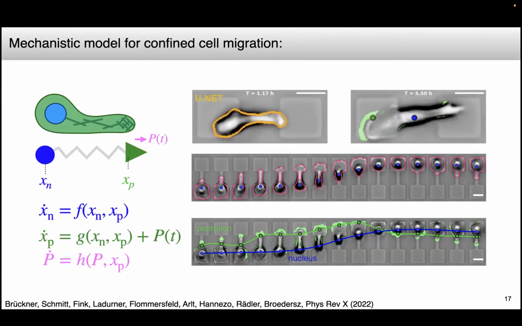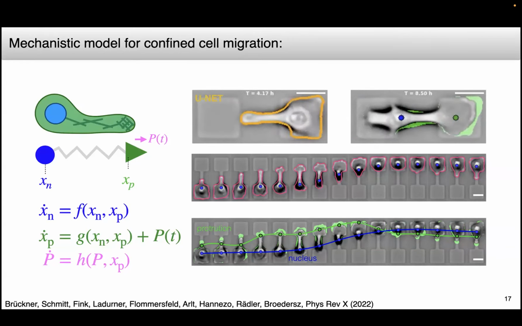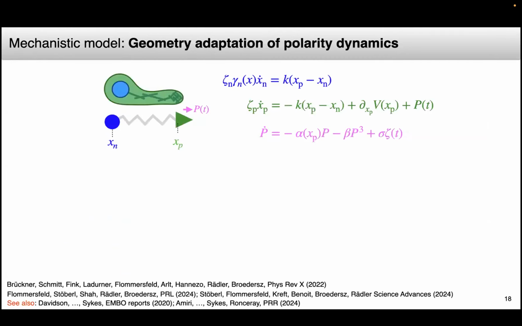All right, so I'm not going to show you the details of how we did this inference, but I'm just going to fast forward to the final result and try and convince you that there's something interesting to be learned by this. So this is what the inferred model looks like. It is intuitive in the sense that you see that there's something like an elastic coupling between the nucleus and the protrusion coordinates. There's something like a confining potential that just makes sure that the cell doesn't run off the pattern.